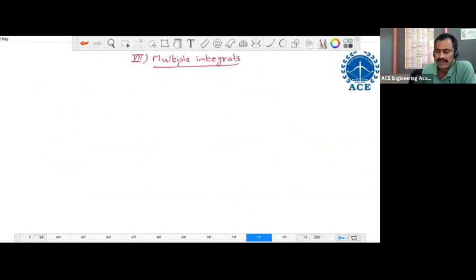Multiple integrals. Multiple means more than one integral. In the last two subtopics, we have done single integral, one integral problems only. Now here we are considering multiple integrals, more than one integral. Okay, just look at this.